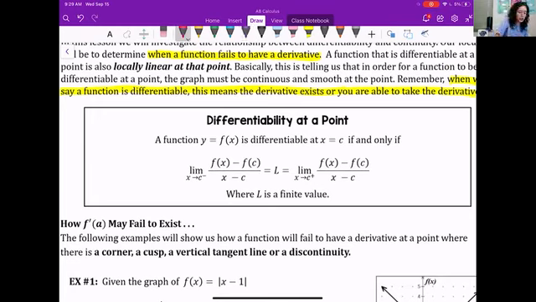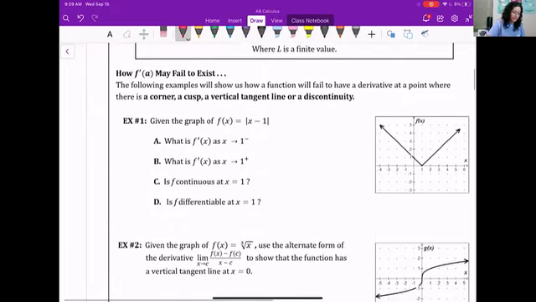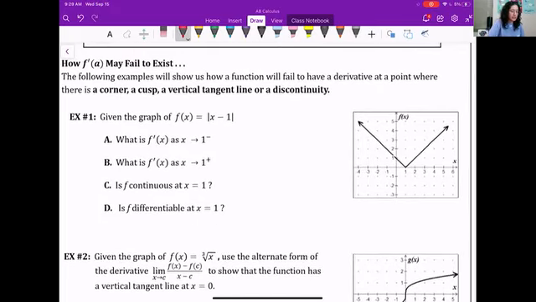So hopefully this looks familiar to you. This is the definition of the derivative, right? So they're saying that the derivative from the left needs to equal the derivative from the right. And we know that derivative is the same thing as slope. So they're saying the slope from the left needs to equal the slope from the right. Okay, so let's explore this definition a little more in this first example.